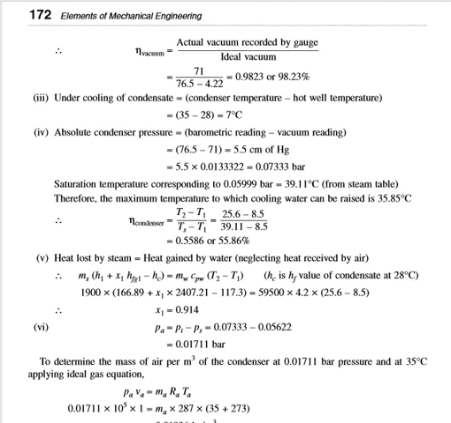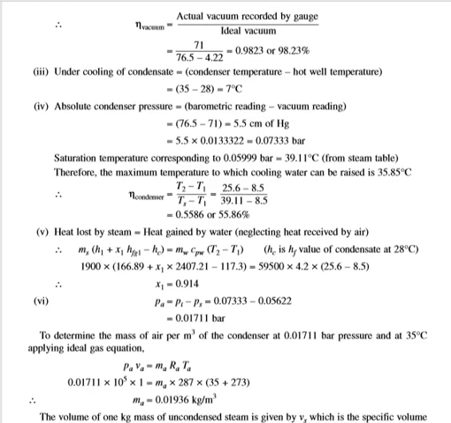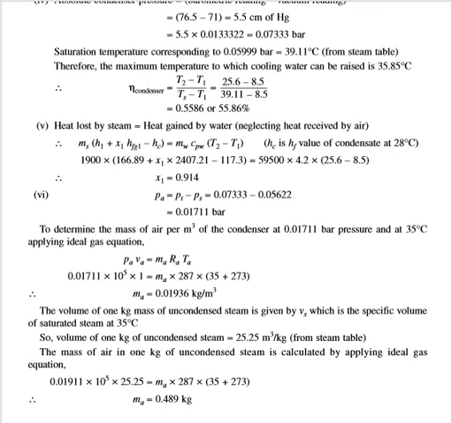Then you have to apply Dalton's law of pressure. In this equation, you have to find the pressure of air: Pt minus Ps equal to 0.07333 minus 0.05622 will get the pressure of air 0.01711 bar. And the last one is to determine the mass of air per meter cube of condenser at 0.01711 bar pressure and at 35 degrees Celsius, applying again the ideal gas equation.